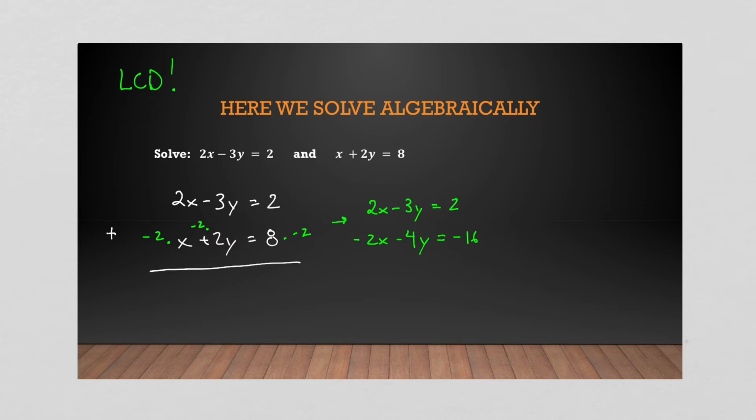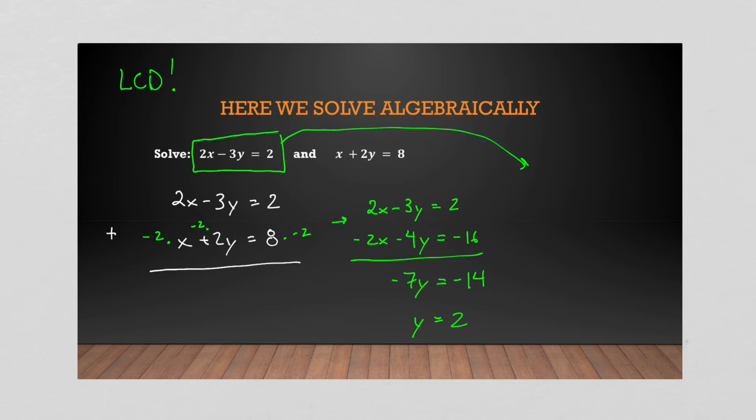So what that gives me when I add them up is now my x's cancel, but now I get negative 7y equals negative 14, so y equals 2. Now, it's a very good habit to plug that value into the equation you did not manipulate. Okay, so we'll take this equation that we didn't manipulate, and we're saying that 2x minus 3 times 2 is 2, so that means 2x minus 6 is 2. Add 6 to both sides, 2x equals 8, so x equals 4.